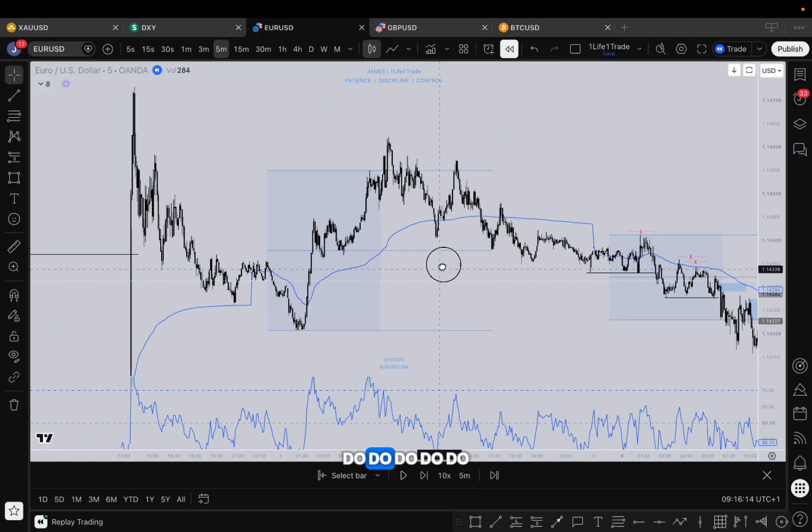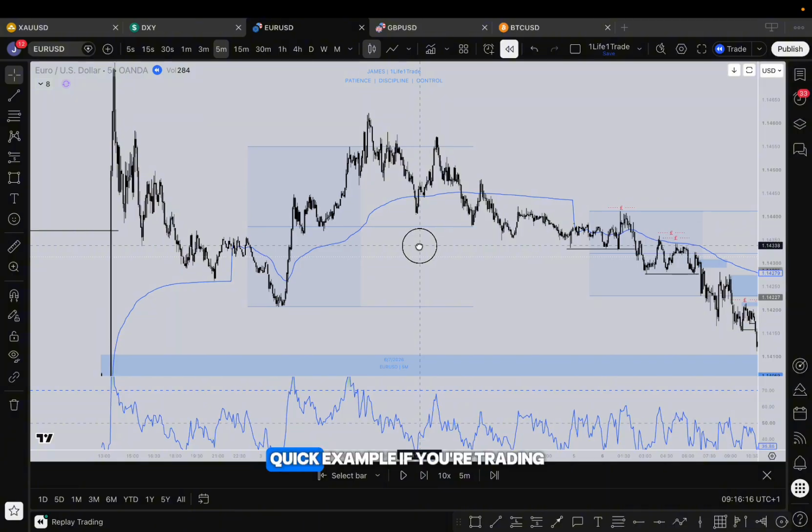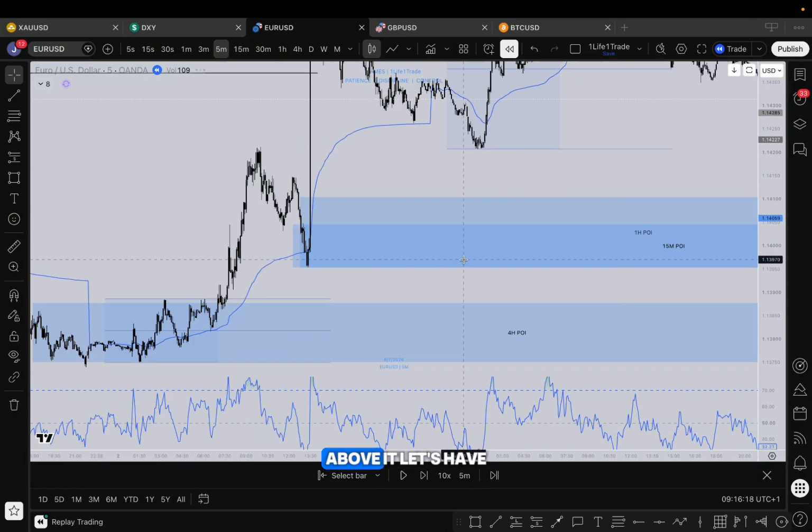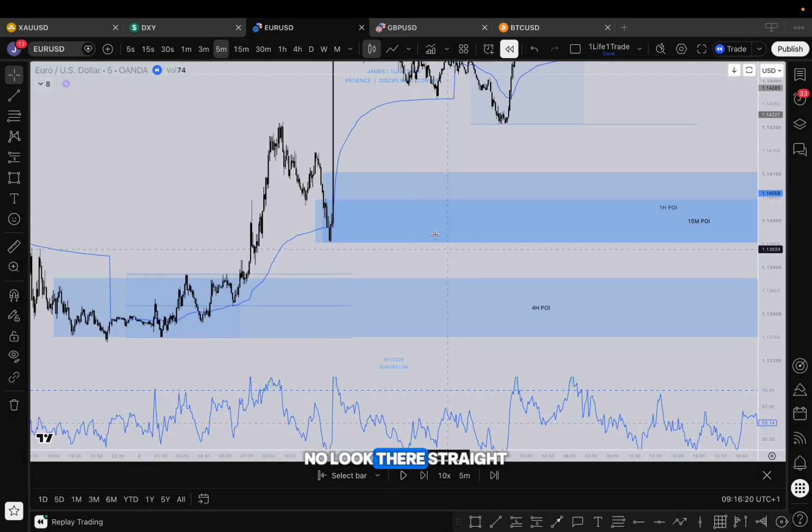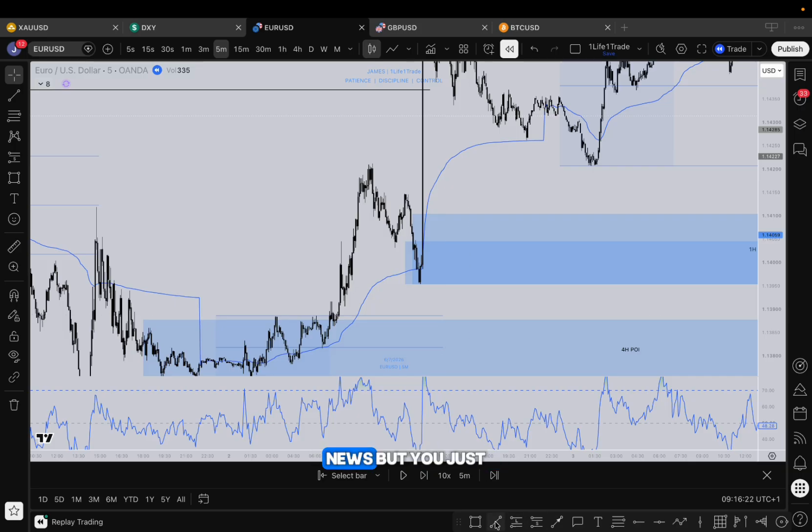Look, I'll show you a quick example. If you're trading above it, let's have a quick look. No, look, there straight away. I know that's a candle news, but you just get the drift there. If that's your area there that you're looking for it to come back down, the VWAP's there, it's come back down, it's shot up. So it's as simple as that.